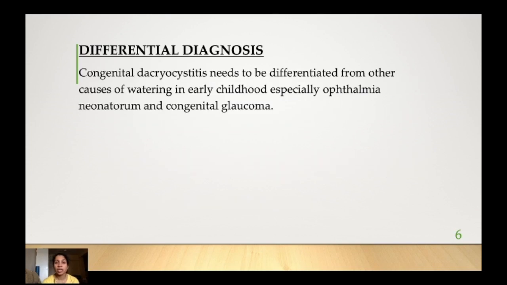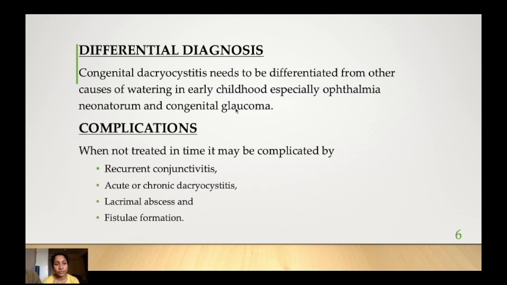Differential diagnosis. The differential diagnosis is mainly ophthalmia neonatorum and congenital glaucoma. Complications: if we do not treat on time, it will lead to recurrent conjunctivitis, acute or chronic dacryocystitis itself, lacrimal abscess formation and fistula formation.